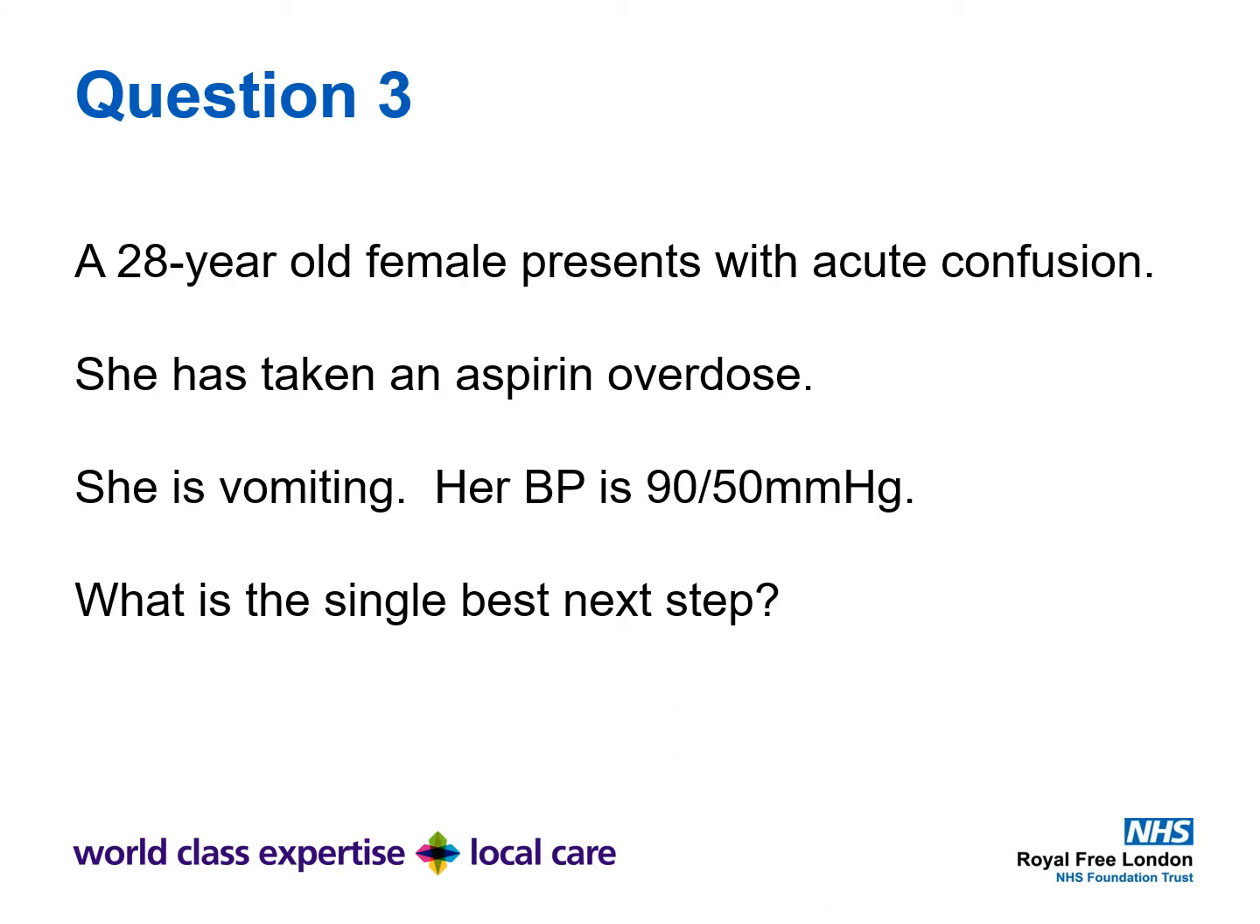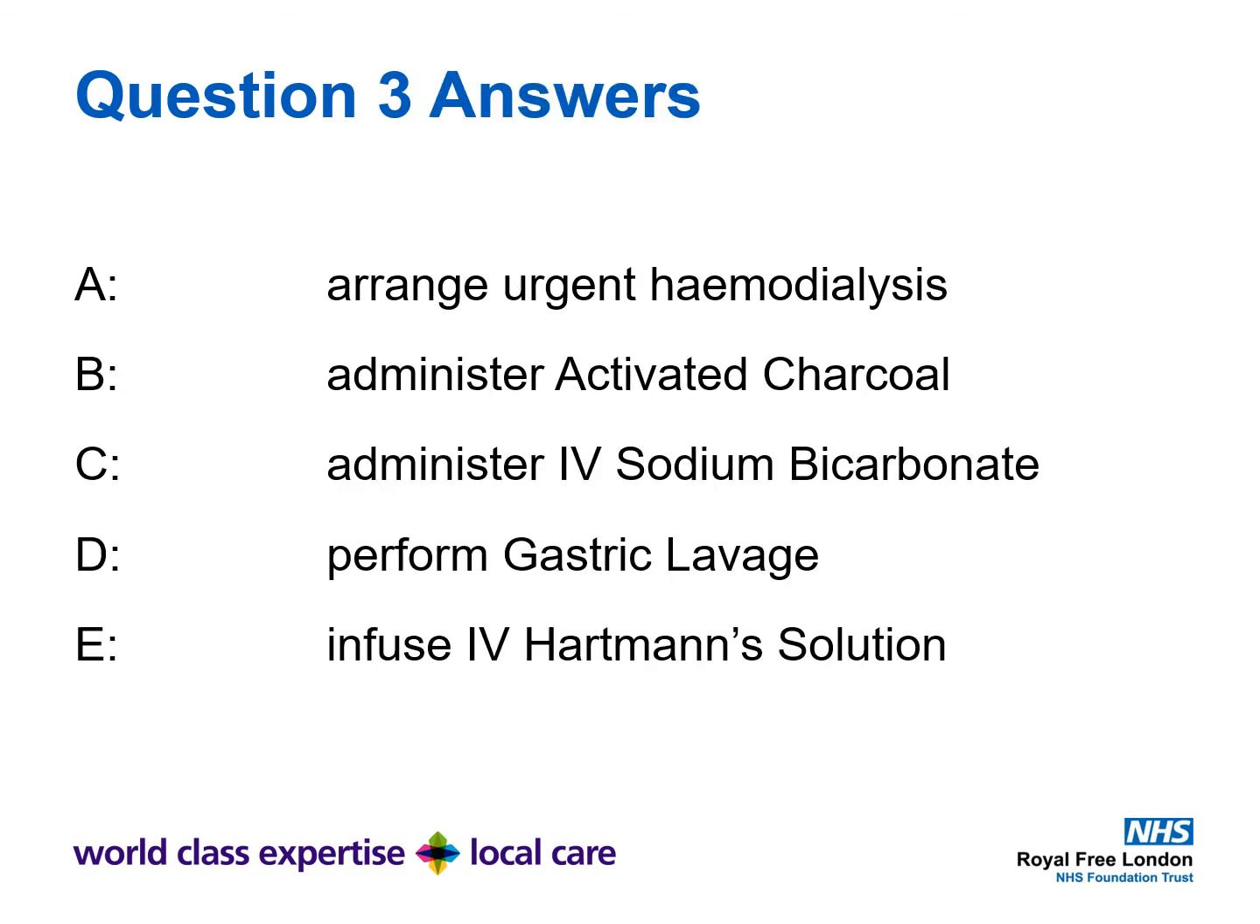Question 3. A 28-year-old female presents with acute confusion. She has taken an aspirin overdose. She is vomiting. Her blood pressure is 90/50. What is the single best next step? Is it A, arrange urgent hemodialysis, B, administer activated charcoal, C, administer intravenous sodium bicarbonate, D, perform gastric lavage, E, infuse IV Hartmann solution?